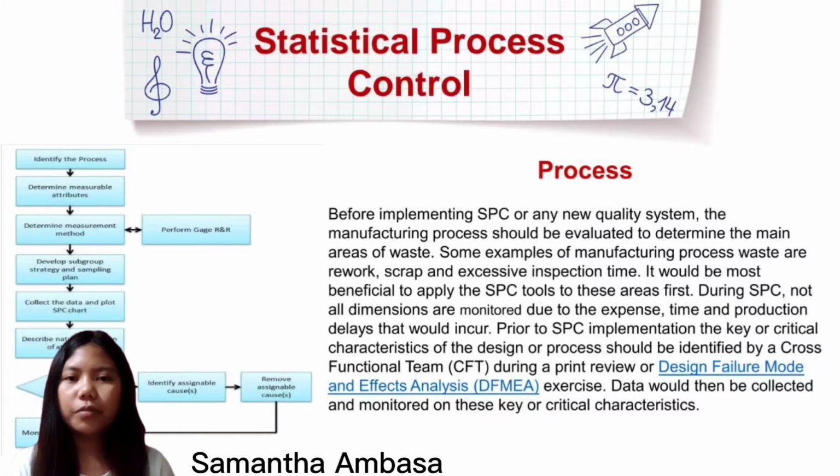2. Determine measurable attributes of the process. Identify the attributes that need to be measured during production. For example, consider the plate thickness as a measurable attribute.